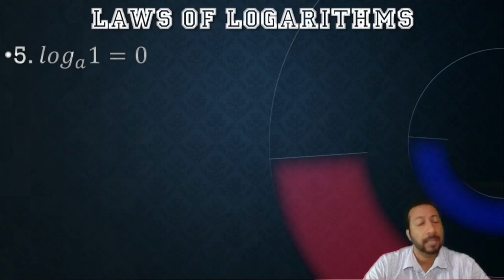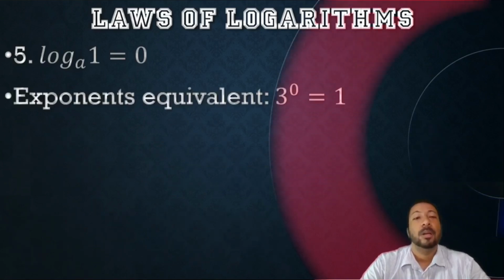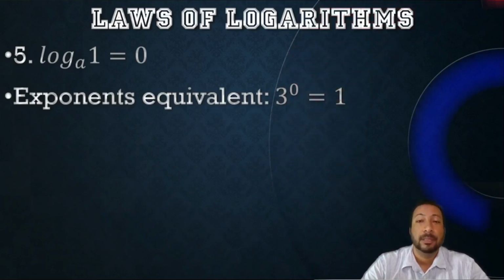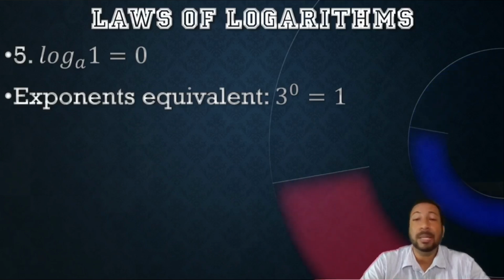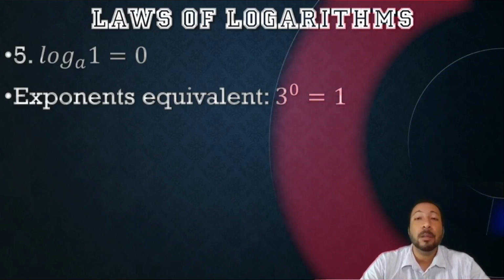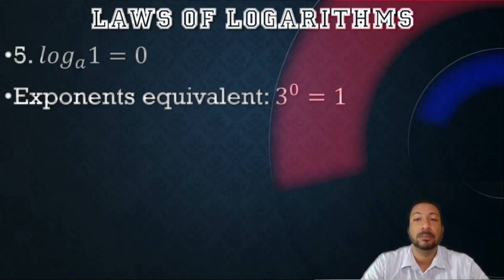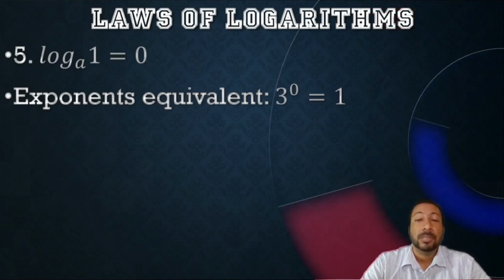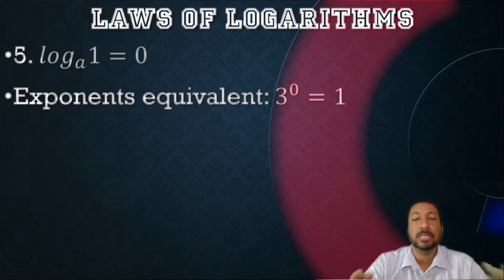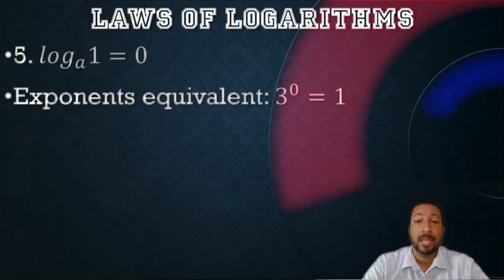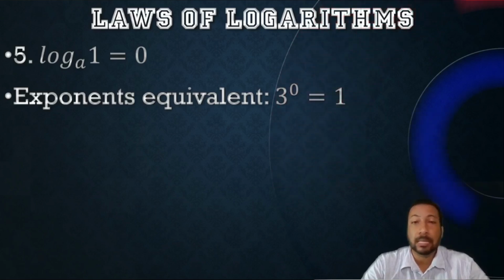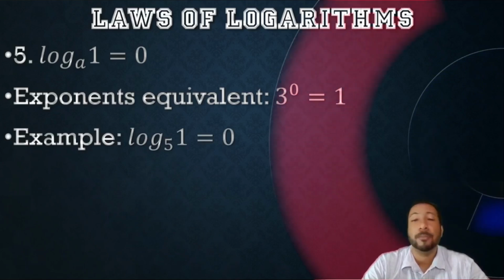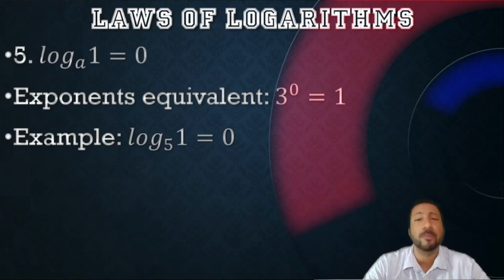Our fifth and final law, the log of 1 in base a is equal to 0. Why is that the case? Again, let's look at our exponents equivalent. 3 to the 0 power is equal to 1. 5 to the 0 power is equal to 1. A million to the 0 power is equal to 1. Any number raised to the 0 power is equal to 1, except 0 to the 0 power, but that's for another time. So the log of 1 in any base a will be equal to 0. So the log of 1 in base 5 is equal to 0. The log of 1 in base a million is equal to 0, and so on and so forth.